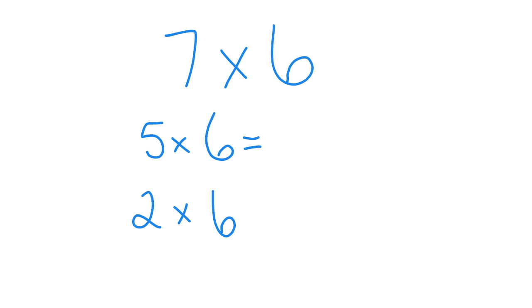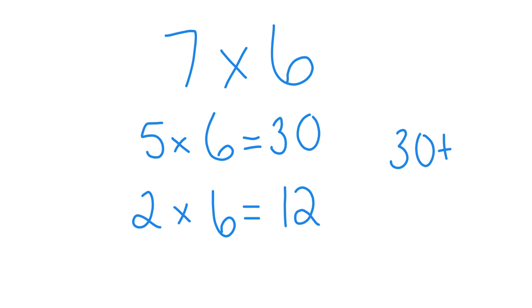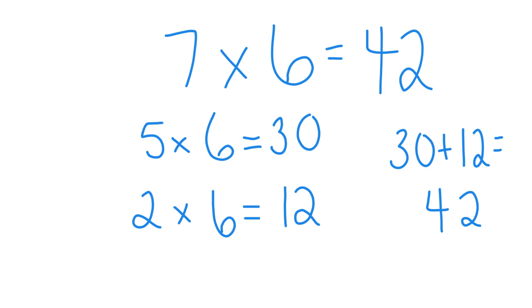Like I said, if we use our clock facts, 5 times 6 is 30 because when that long hand's at the 6, it's 3 minutes past. And 2 times 6, those are our doubles facts. That's 12. And 30 plus 12 equals 42, which means that 7 times 6 equals 42.